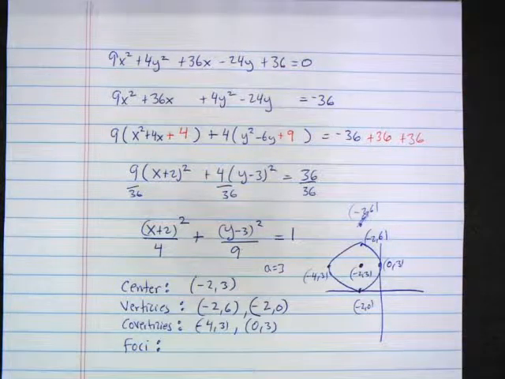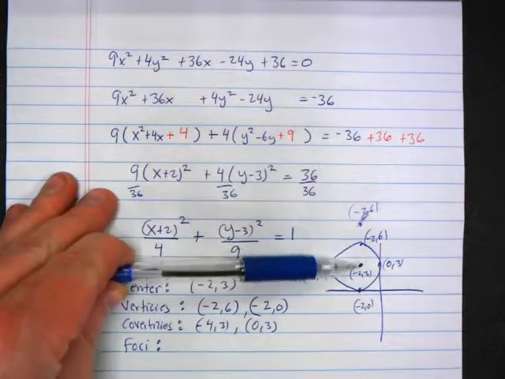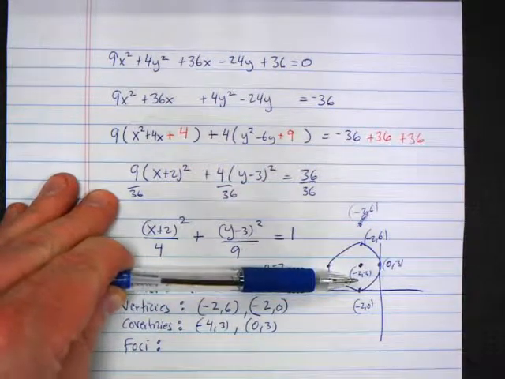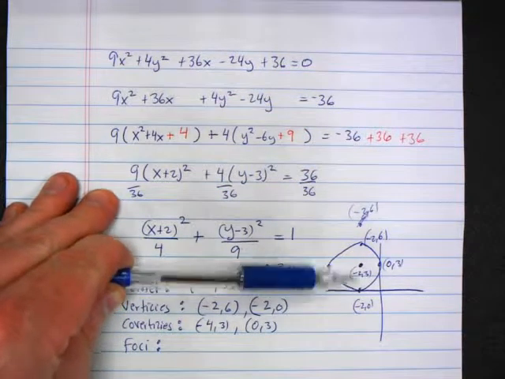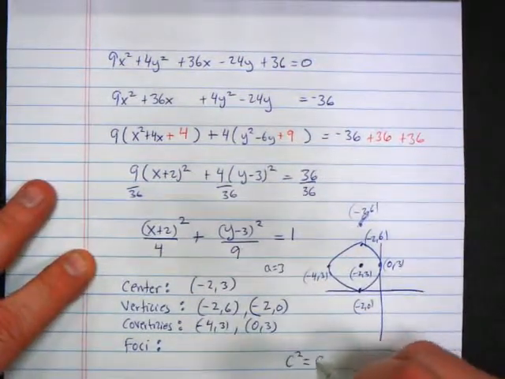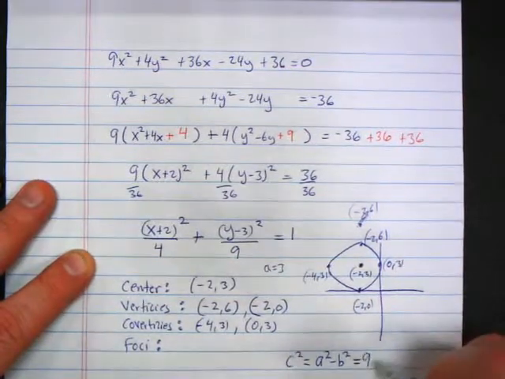Well, to find the foci, I need to start at the center and go up a distance of c and go down a distance of c, which means I need to find c. c squared is a squared minus b squared. That's 9 minus 4. So c is the square root of 5.